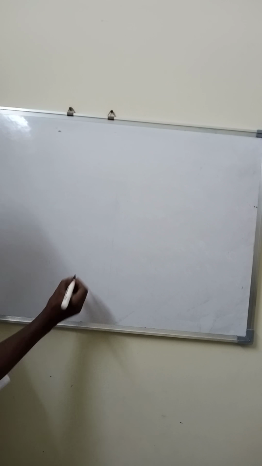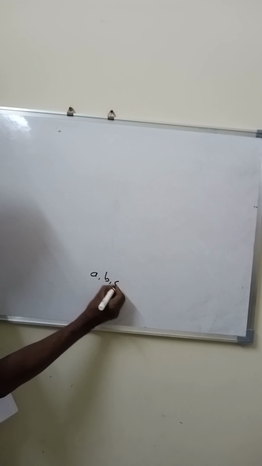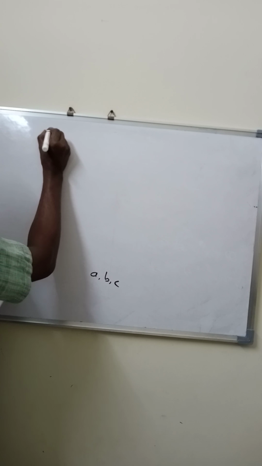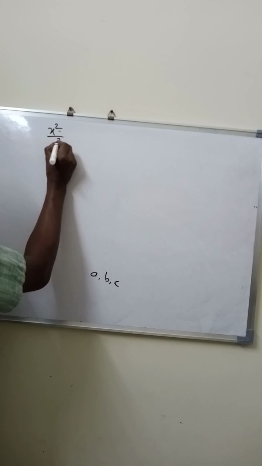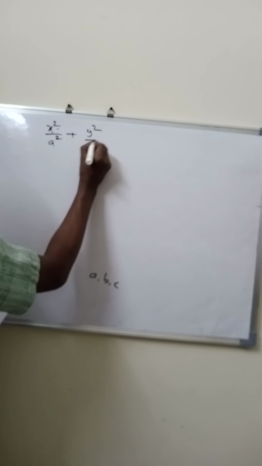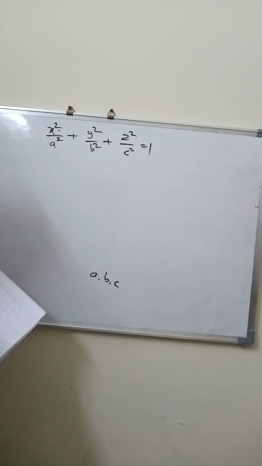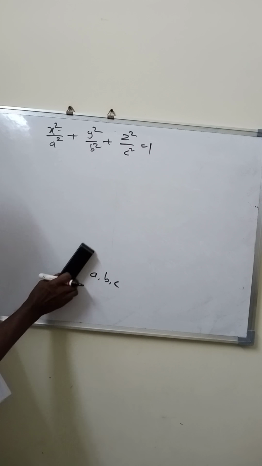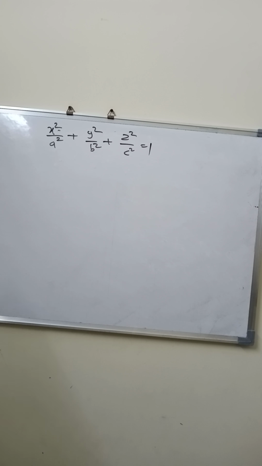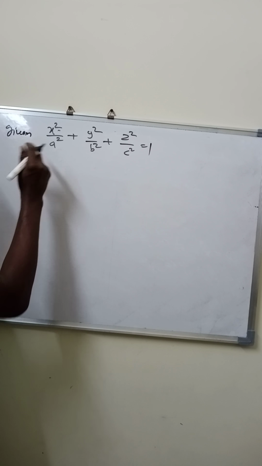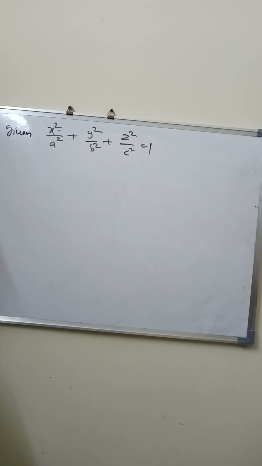Form the partial differential equation by eliminating the arbitrary constants a, b, c from x square by a square plus y square by b square plus z square by c square equal to 1. Now the given equation is x square by a square plus y square by b square plus z square by c square equal to 1.